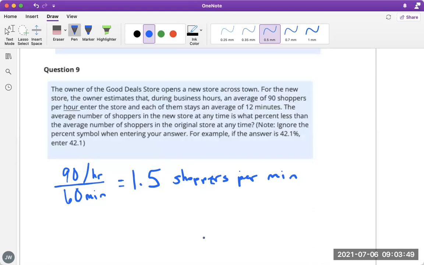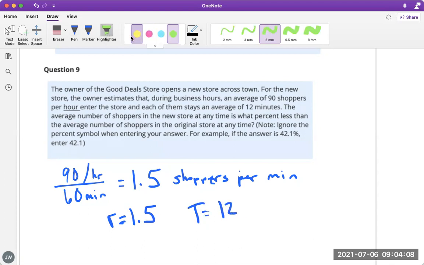The manager also estimates that each shopper stays in the store for an average of 12 minutes, which is our T. Okay, so R is going to be 1.5. T is going to be 12. And there was no calculation needed there, right? That information came directly from our problem. Here we go, each of them stays an average of 12 minutes. There we go, that's the time.